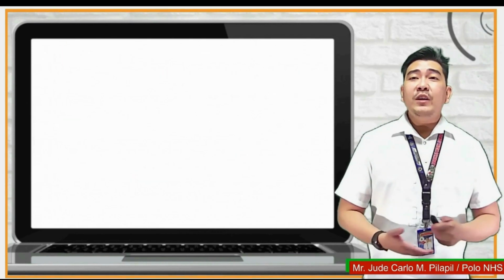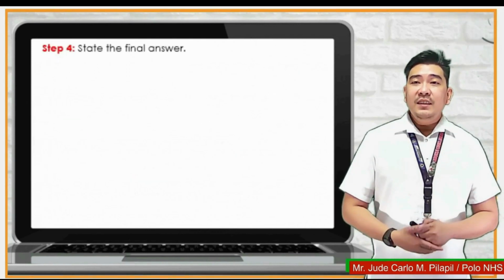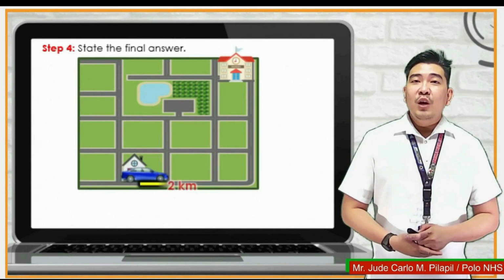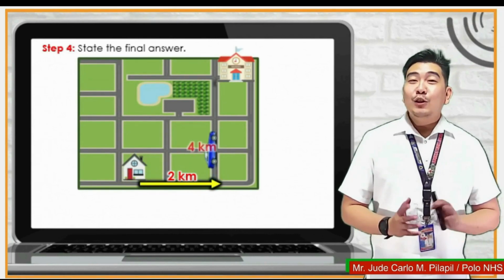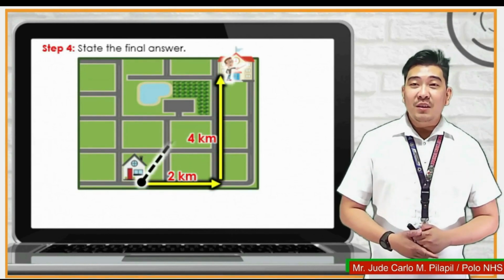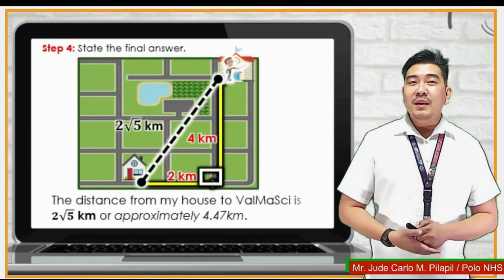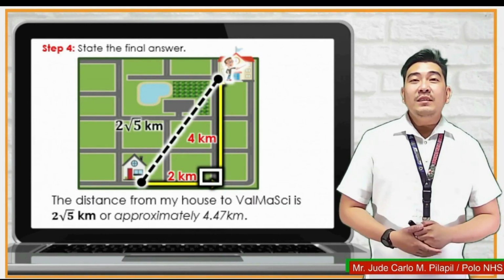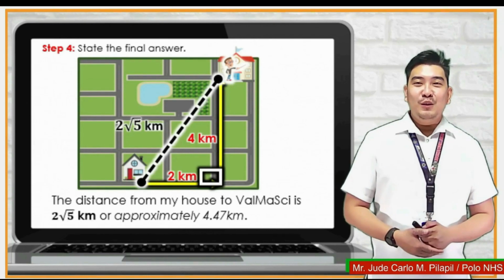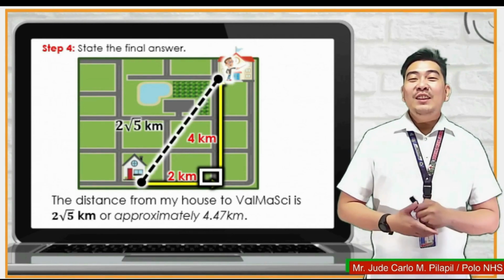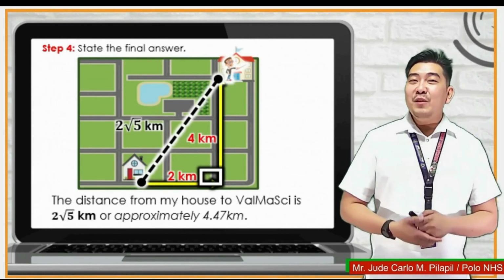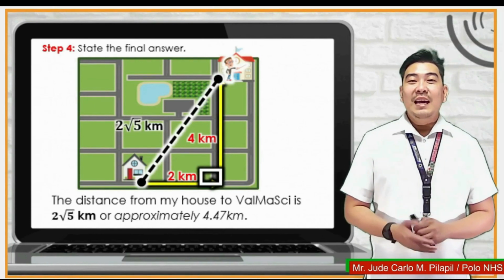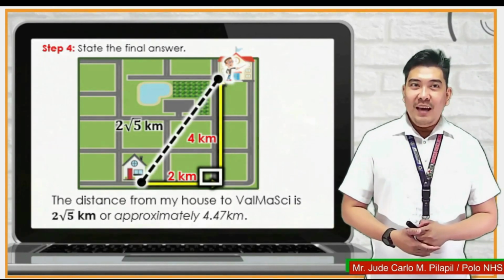So therefore, for the final answer, the distance from my house to Valmasay is 2 square root of 5 kilometers, which is approximately 4 and 47 hundredths kilometers. To further understand our lesson in solving problems involving radicals, let us have another example.